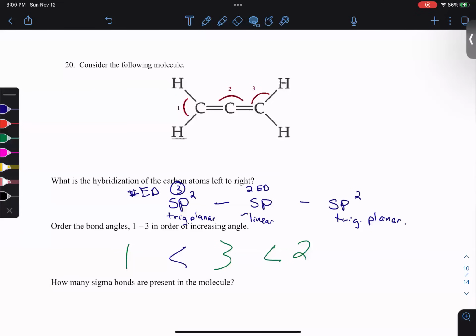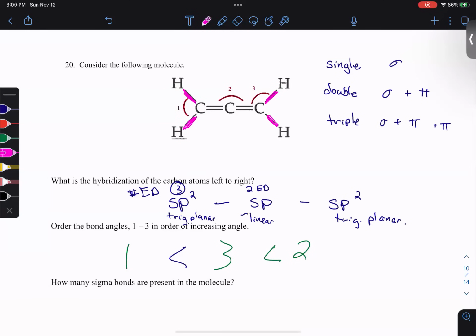So what we need to know: all single bonds are made up of sigma bonds. Does that mean a double bond is 2 sigma bonds? Nope. A double bond is made up of a sigma interaction and a pi interaction. And a triple bond is made up of a sigma and 2 pi interactions. So all of these single bonds, and do not forget these carbon-hydrogen bonds, 1, 2, 3, 4, are sigma interactions. So there's 4.